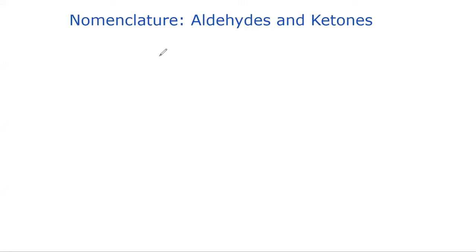The nomenclature of aldehydes and ketones is relatively straightforward and follows the same set of IUPAC rules that we have been studying. The new things are the addition of new suffixes for each of your functional groups to identify the functional group, and dealing with other functional groups present in the molecule.